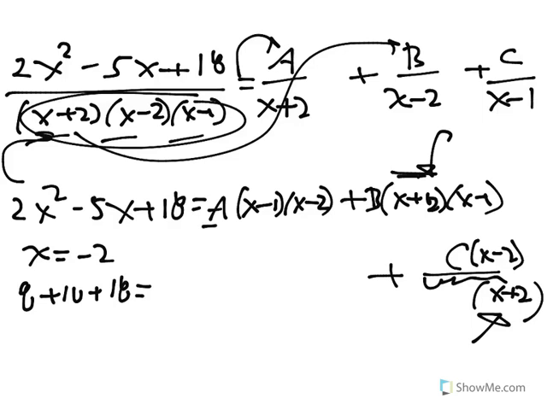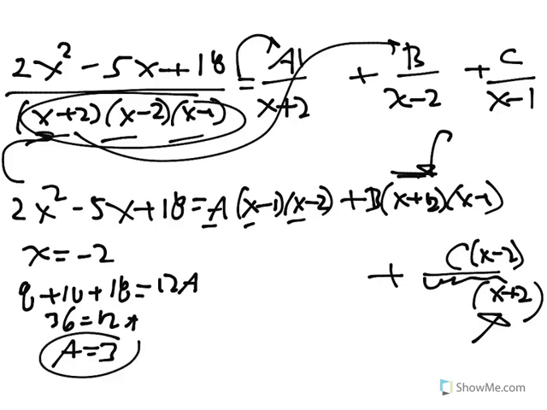And the a, if you put the negative 2 into this and this, negative 2 minus 1 is negative 3. Negative 2 minus 2 is negative 4. That becomes 12a. Or 36 equals 12a, or a equals 3, which is 1/3 of the answer.